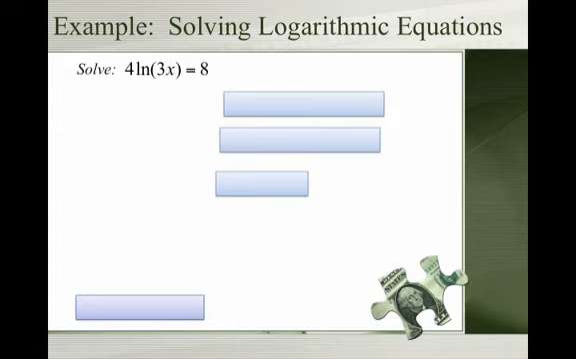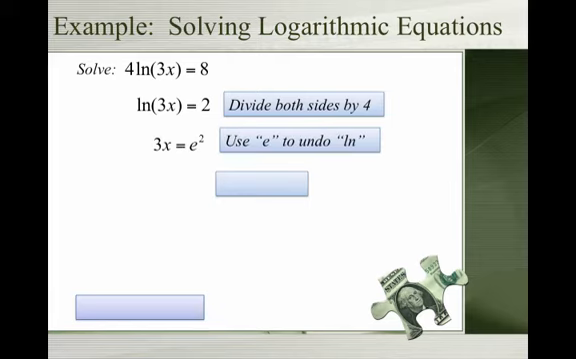All right, what about 4 times the natural log of 3x equals 8? Well, be careful. Our first step is not to use e. Our first step is to divide both sides by 4. So I get that natural logarithm, ln, by itself, so I have ln of 3x equals 2. Again, what was the first step? Divide both sides by 4. All right, so I have the natural log by itself. Now I use the e, all right? So I use e to undo the ln. So I have 3x equals e squared.